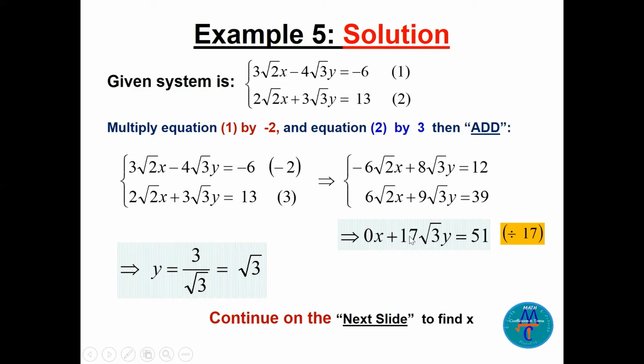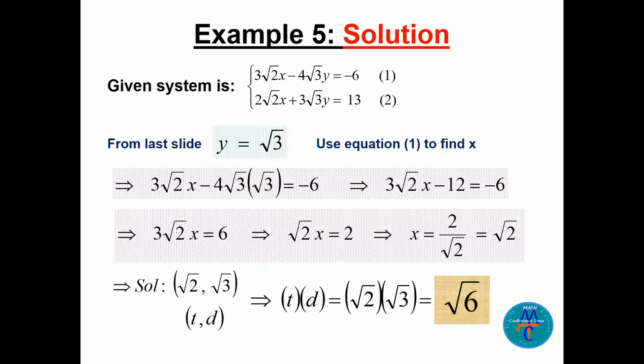Let's divide by 17. If you divide by 17, you get y equals 3 divided by square root of 3 after you divide by 17. So you get 3 there, right? Over square root of 3. You rationalize up and down, multiply by square root of 3. So y will be square root of 3. So let's see on the next slide to find x.